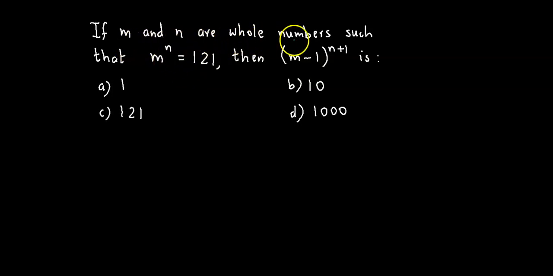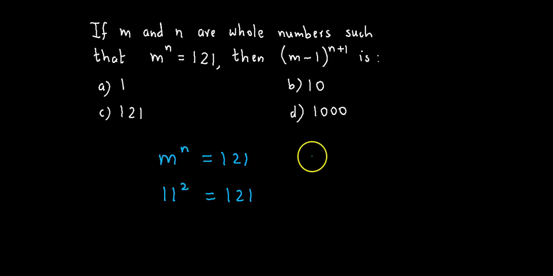If m and n are whole numbers such that m raised to n is equal to 121, then (m minus 1) raised to (n plus 1) is? अब यहाँ दिया है m raised to n is equal to 121 and m और n ये दोनों whole numbers हैं. Now we know that 11 square होता है 121.